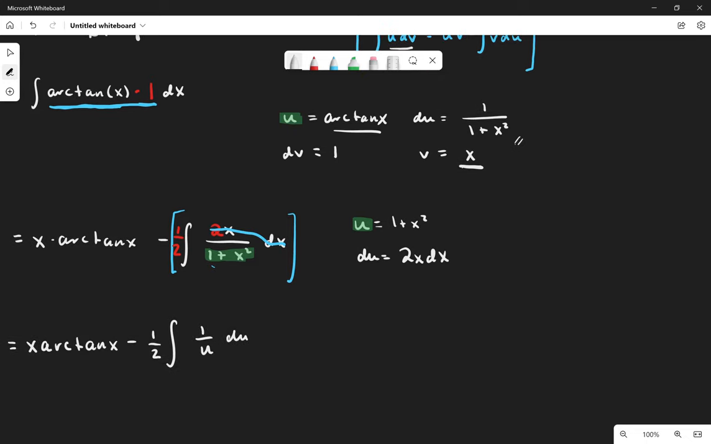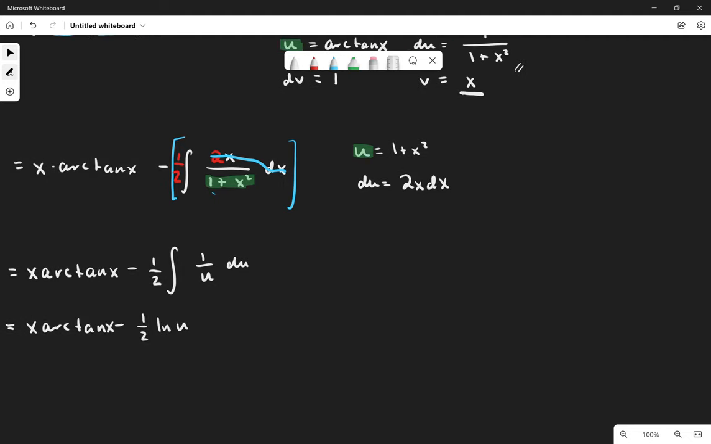Now what's the integral of 1 over u? I have ln. So x arctan x minus 1/2 ln u, and of course I've got to throw my u back in. u is 1 plus x squared. So x arctan x minus 1/2 ln of 1 plus x squared, plus c, and that's it.